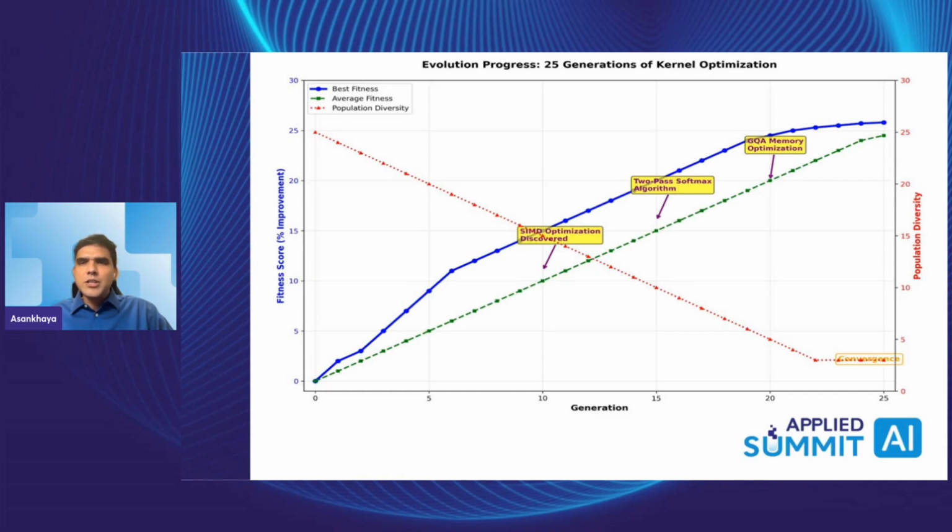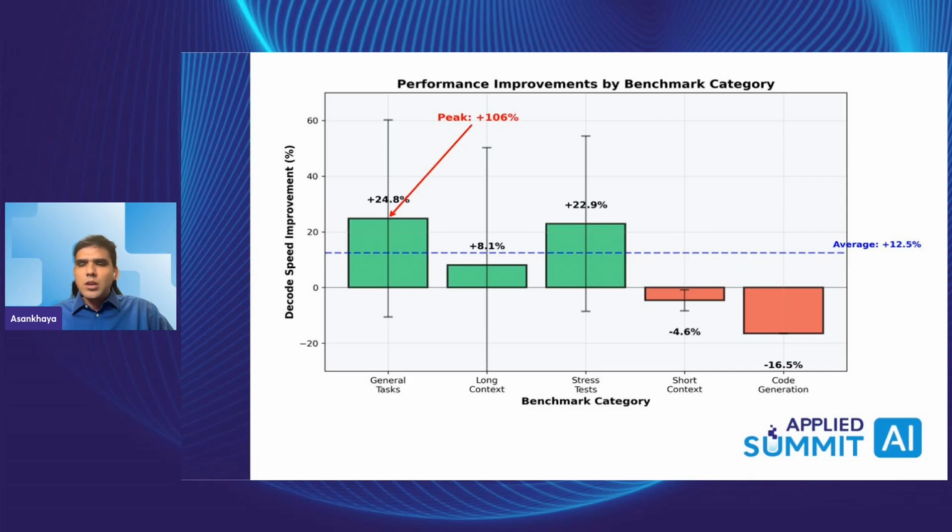So at each point there is improvement in terms of the fitness score, and the population diversity keeps going down, right? We had a very large benchmark suite. That's why we do not do too many generations. So this is how the performance of the evolved kernel looked on our benchmark.